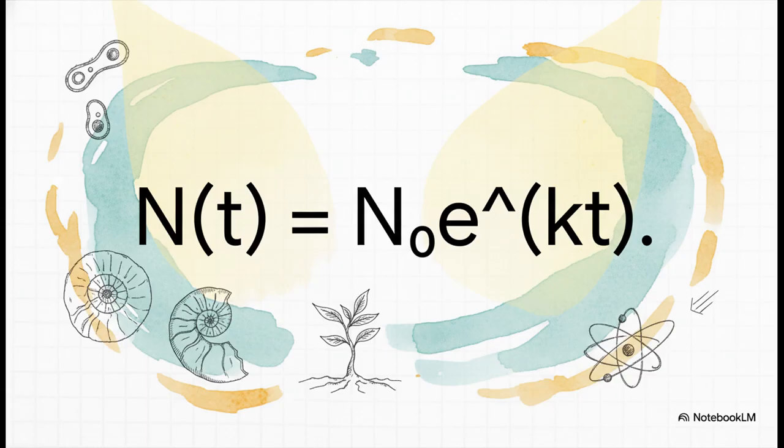And here it is, the star of the show. N of t equals n sub 0, you'll often hear that called n naught, times e to the power of kt. Now, I want you to get real comfortable with this formula because it is the absolute key to everything we're going to tackle today.